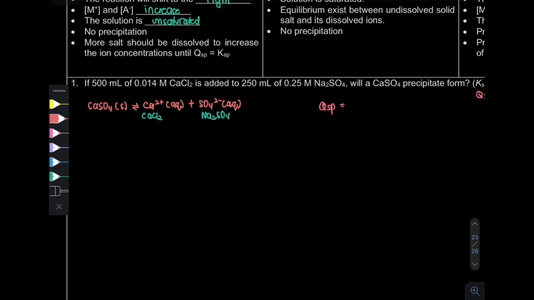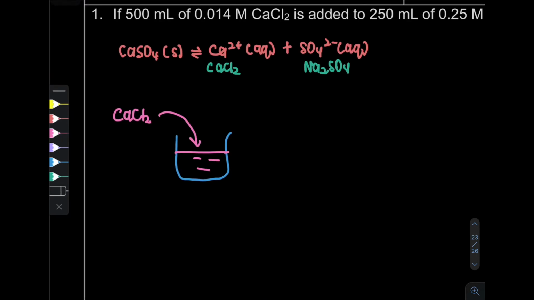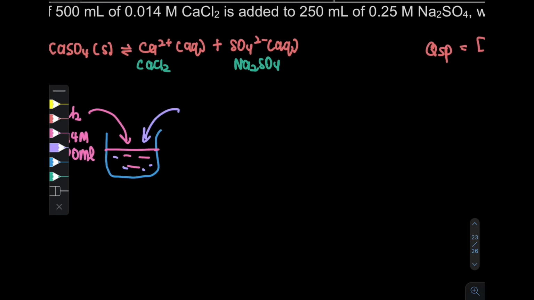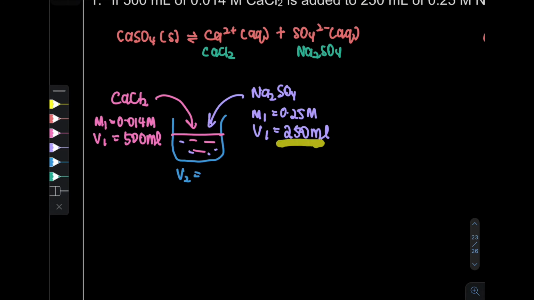Okay, so here I'm just going to write down QSP is the concentration of our aqueous. So sekarang ni kita kena carilah the concentration of the aqueous ion. Okay, so here I'm just going to write down the information for the molarity of calcium chloride as well as the volume. And then this solution is mixed dengan sodium sulfate. Okay, so this is the information. And then we know that when it's mixed, volume dia akan mixkan dua ni. So the new volume is 750 ml.